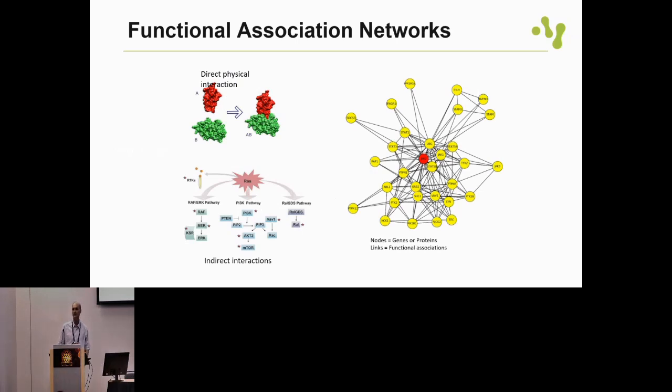So FunCoup is a functional association network database, and what we mean by that is it's all about interactions between proteins. It could be a physical interaction, but it could also be an indirect interaction, so genes that influence each other functionally. And those are combined, you could say, to get a very large network. But you can also see what type of interaction is stored in the database.